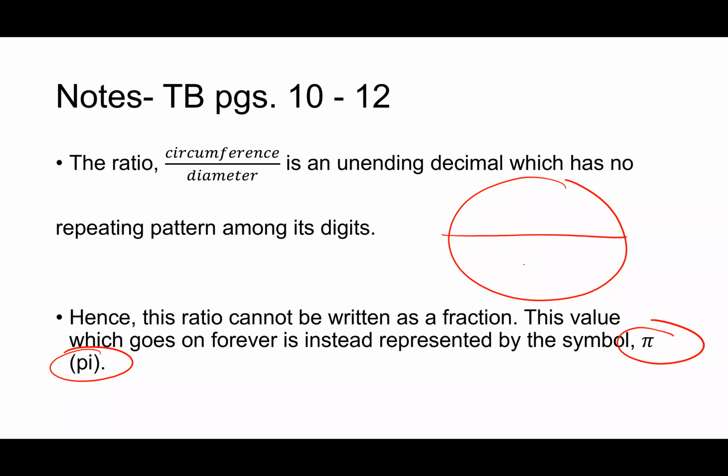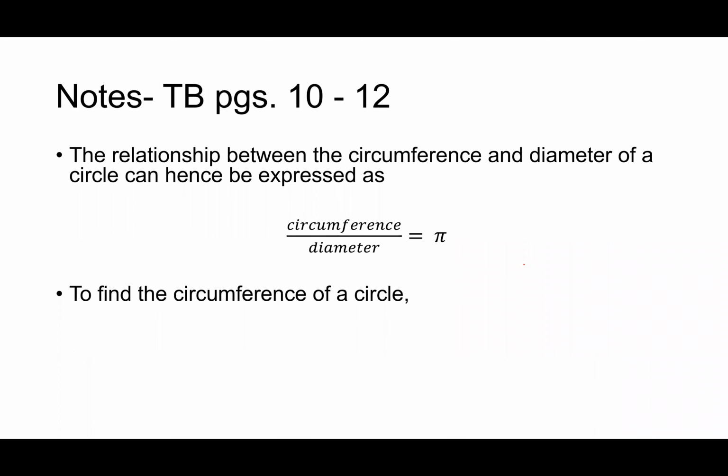Okay. All right, so the relationship between the circumference and the diameter of a circle can be represented like this. Circumference divided by diameter equals pi. Now, we're just going to use pi.